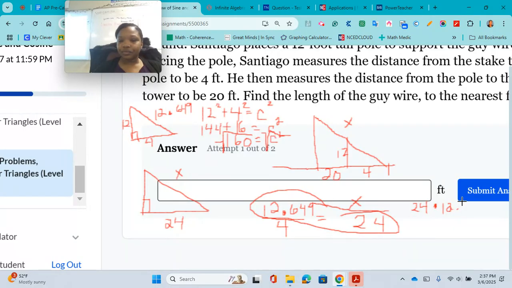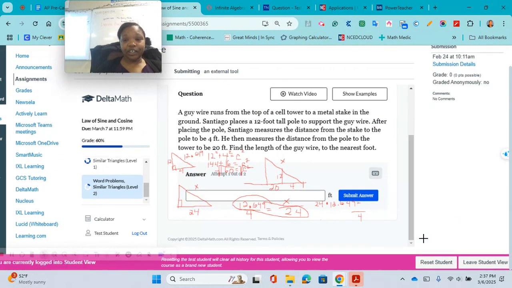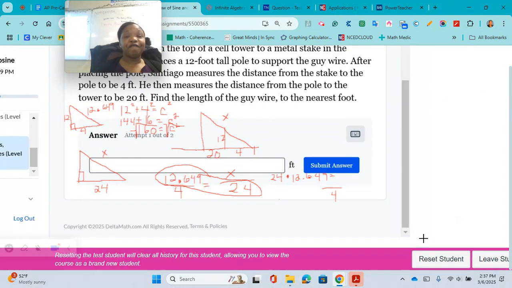Okay, so we get that answer and then divide it by the 4. And that answer would be 75.89. Finally, I can do it. We need to round it to the nearest foot, so that is 76 feet.